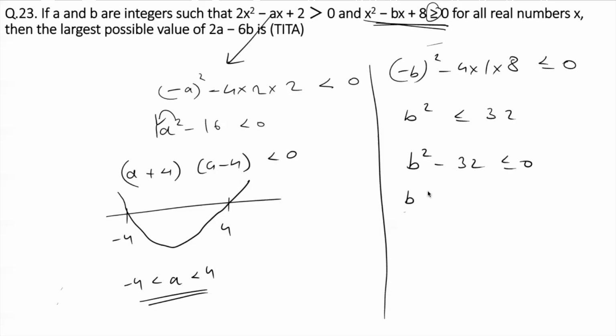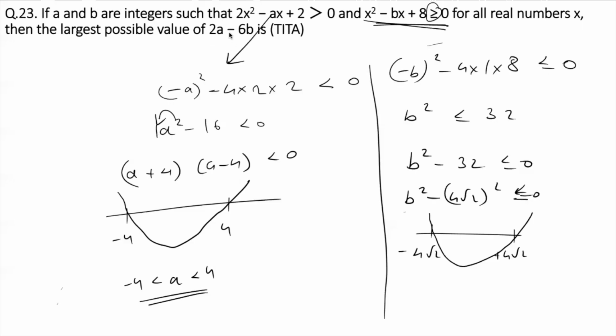So this will be b² − (4√2)² less than or equal to 0. Same logic now. b will lie between −4√2 and +4√2. Less than or equal to 0 means b can also be equal to these two values. But since b is an integer, b will have to take some integer value in between them, right?